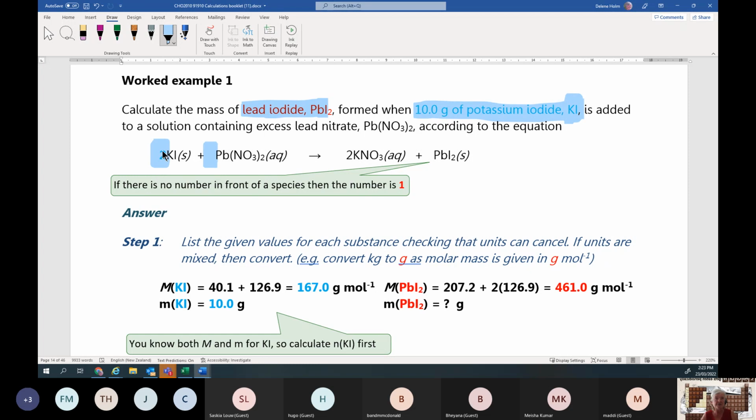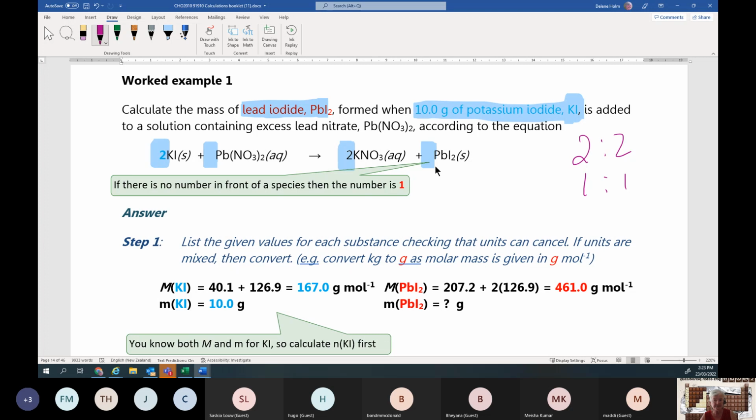lead nitrate. If I was doing a mole ratio between potassium iodide and lead iodide, it's 2 potassium iodides to 1 lead iodide. If I was doing it from potassium iodide to potassium nitrate, it's 2 is to 2, and we always make it down to the simplest ratio. So it's going to be 1 is to 1, because a ratio of 2 is to 2 is the same as 1 is to 1. Okay, so you always need to have a balanced equation if given a reaction.